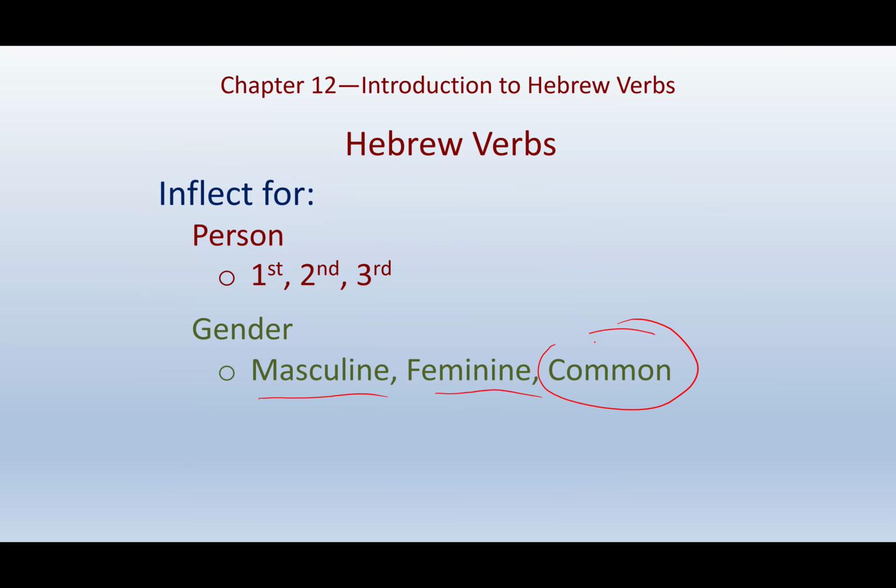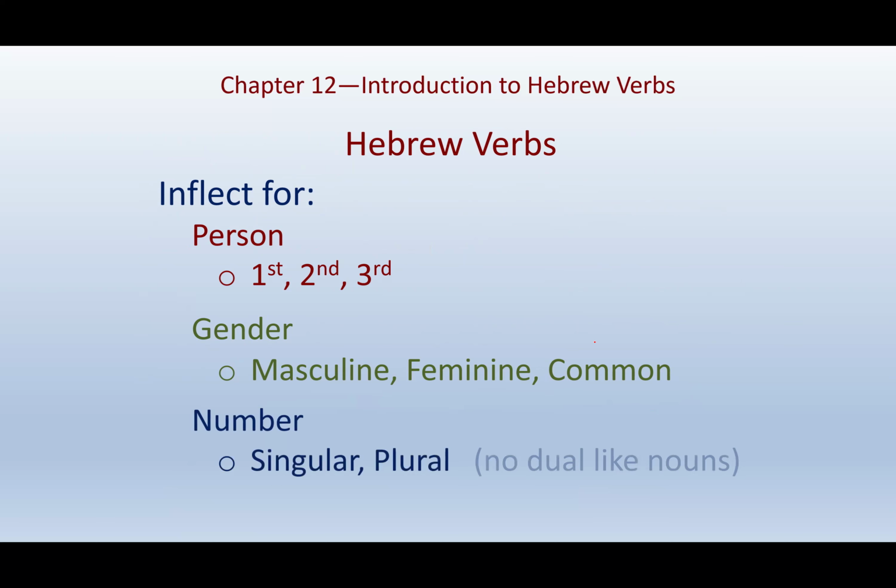Every noun is going to be feminine or masculine, but when we're talking about verbs, inflections of verbs, we have common forms as well, and it means it's used by both masculine and feminine nouns. And they inflect for number, singular and plural. There are no dual inflections for verbs. There's dual for nouns, but not for verbs. It's always going to be singular or plural.